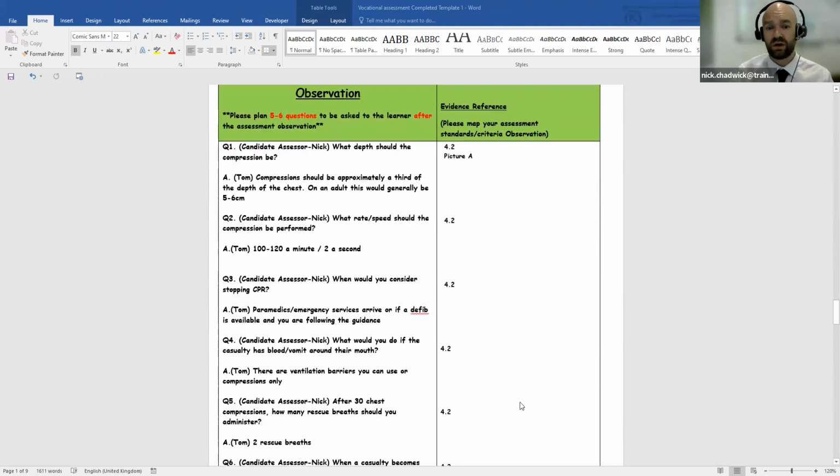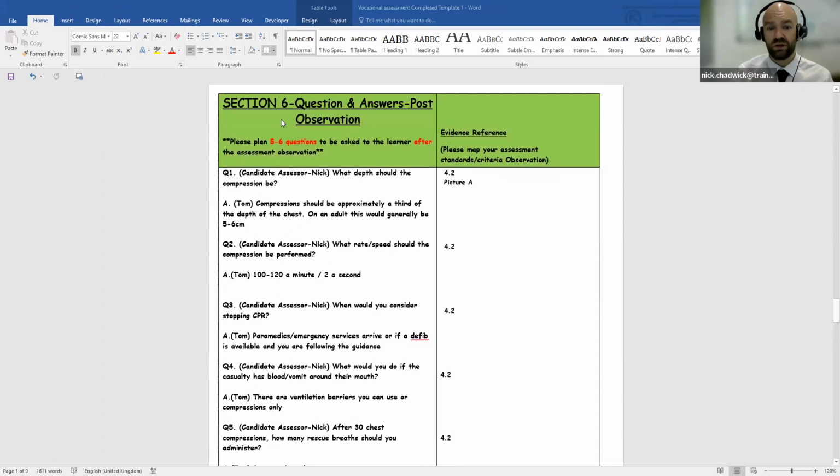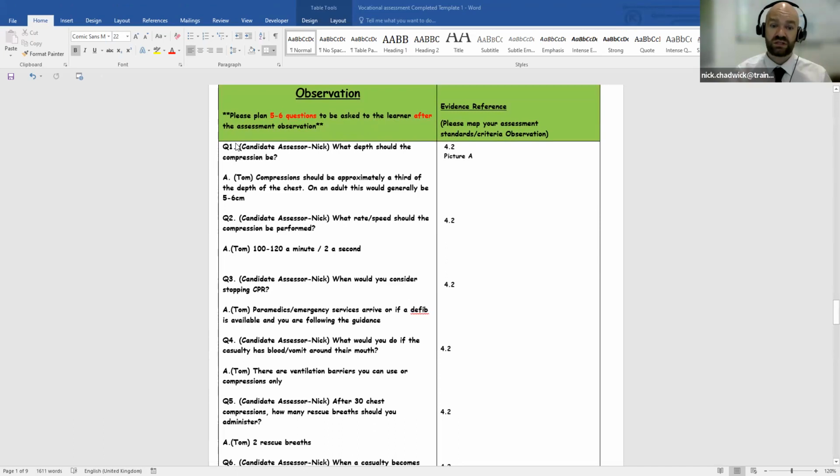Now, after the observation, we would like for you to ask perhaps 5 to 6 questions to really find out about the learner's knowledge. So once they perform their skill, okay, take them to one side and you are going to ask them a series of questions relevant to the actual assessment as well. So as we can see here, we've got a range of questions. Question 1 is what depth should the compression be for CPR? Question 2 is what rate, speed should the compression be performed?